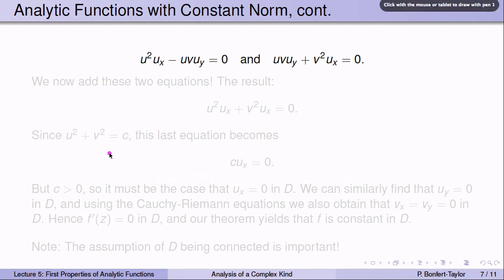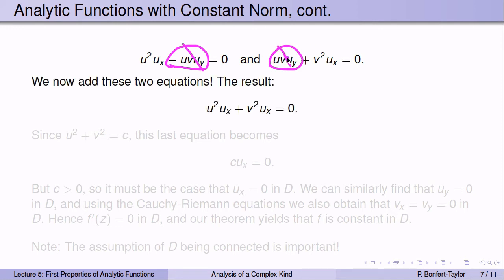Now we're going to add these two equations. What happens when I add these two equations to each other? For the first equation, we have a minus uvu_y, and in the second equation, we have a plus uvu_y. When we add the two left-hand sides to each other, these two will cancel each other out. And all that's left is the first term, u squared u_x, and the second term of the second equation, plus v squared u_x. And the right-hand side, 0 plus 0, adds up to 0.